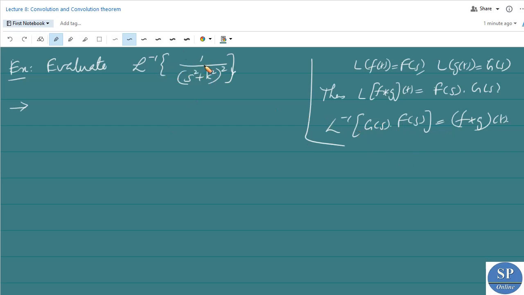Here we have the function 1 by (s square plus k square) whole square. So we can take F of s equal to 1 by s square plus k square, and it is equal to G of s. We can take F of s equal to G of s equal to 1 by s square plus k square. So this is nothing but 1 by (s square plus k square) whole square, that means F of s into G of s.